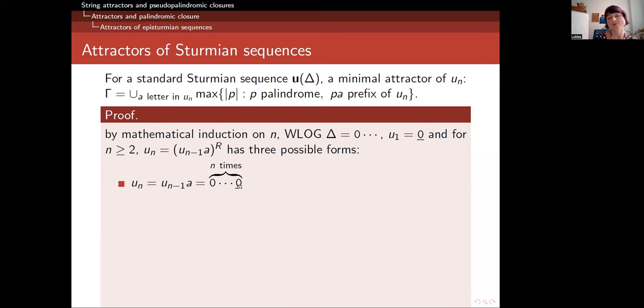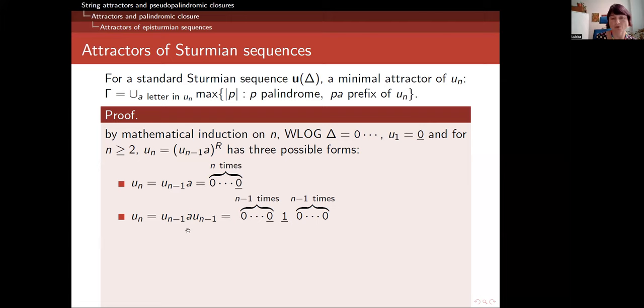So you have n times 0 here, and according to the description of the attractor, it says that the attractor corresponds to the length of the longest palindromic prefix followed by 0. So it is this 0. And yes, of course, this is an attractor of this word. So this was the trivial situation. The second one, which is trivial, is when the palindromic closure is the longest possible one.